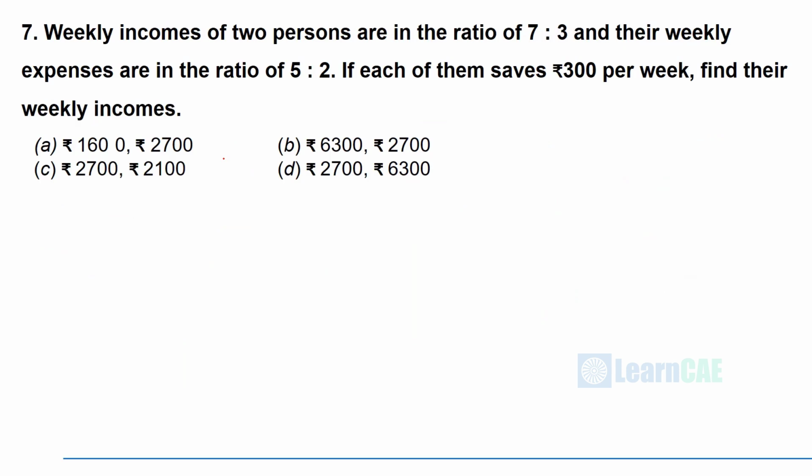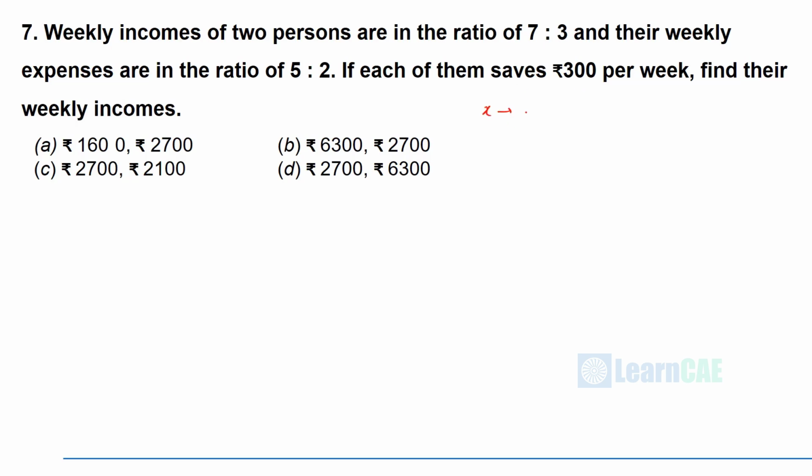Next question. Weekly incomes of two persons are in the ratio 7:3 and their weekly expenses are in the ratio 5:2. Each one of them saves 300 per week. Find their weekly incomes. Okay, this is similar to the previous problem, but the last condition is different. We shall try to solve.